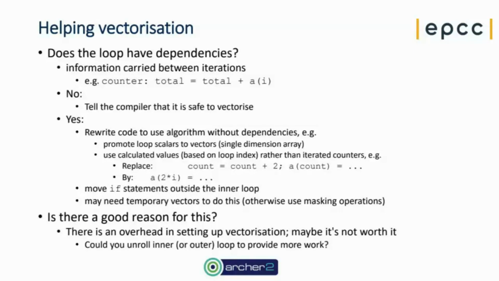So what happens if the compiler didn't succeed? What can we do? Do loops have dependencies? Is information actually being carried between iterations? Reduction patterns are like this: if that kind of thing is happening, then you have a problem. If it really doesn't have dependencies and the compiler has failed to spot that, then you can just go ahead and tell it it's safe to vectorize. Otherwise, you might need to rewrite your code without dependencies.